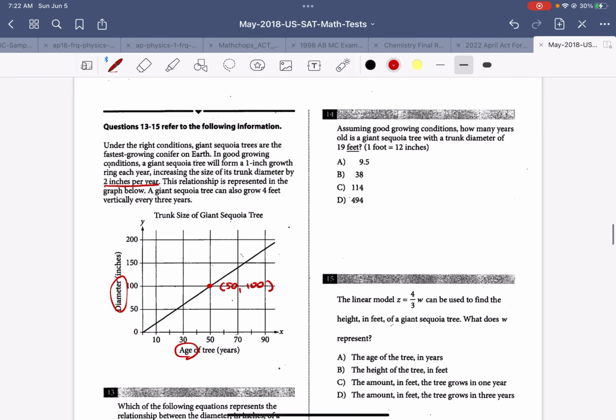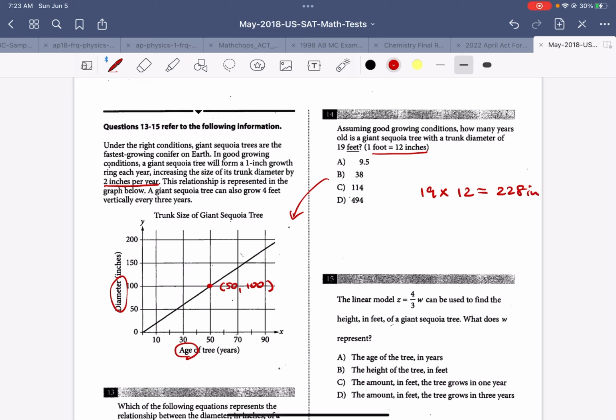Now, assuming good growing conditions, how many years old is a giant sequoia tree with a trunk diameter of 19 feet? If you remember this graph, this is about age in years and diameter in inches, not feet. So they gave you a way to convert the unit into inches first. So 19 times 12. 19 times 12 will give you 228 inches diameter.